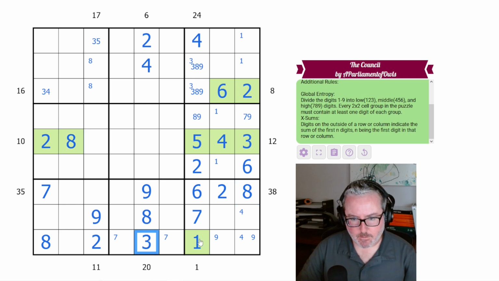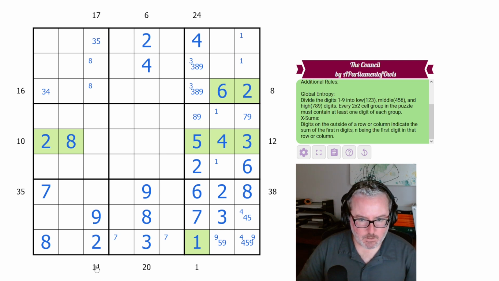What about the 3 looking in here? So this is a 3. These have to be from 4, 5, and 9. This one's not the 9. This one's not the 4. Okay. What else we got?